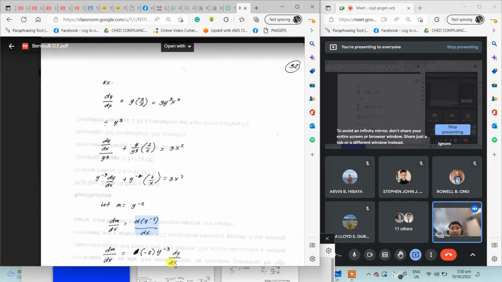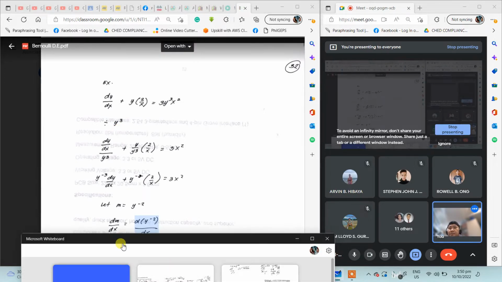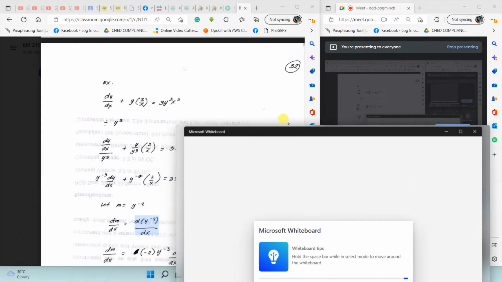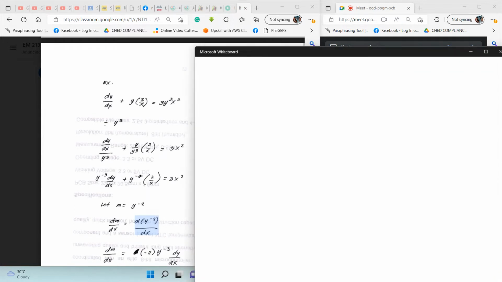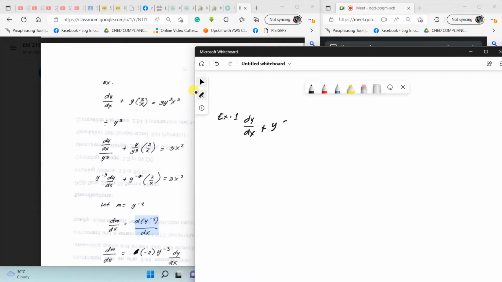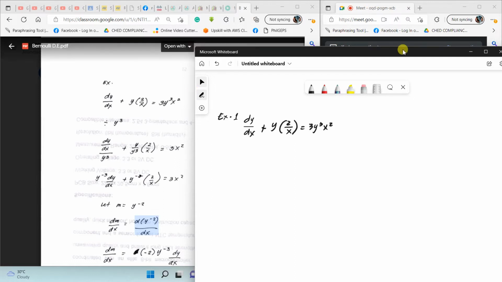So that is how you derive, or the steps in solving, the Bernoulli differential equation. Now let's try an actual example. Example 1: dy over dx plus y times 2 over x equals 3y cubed x squared. Let's try solving this together.